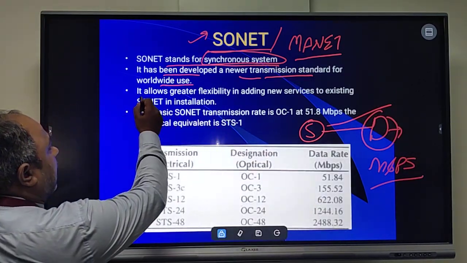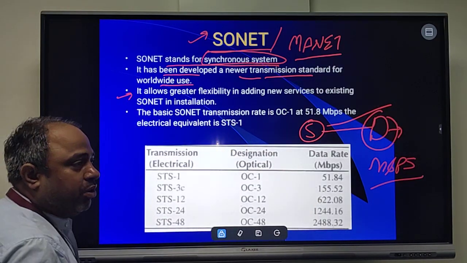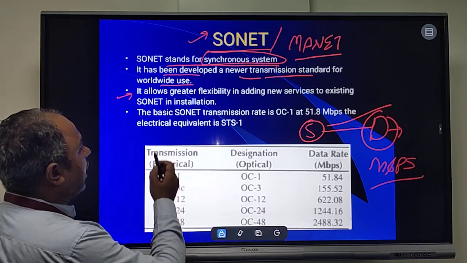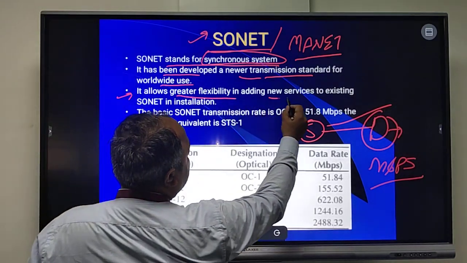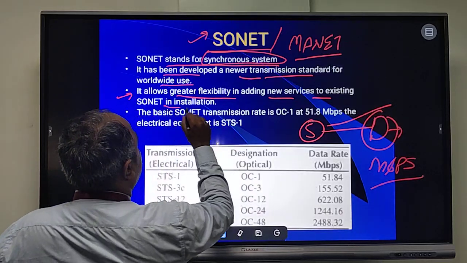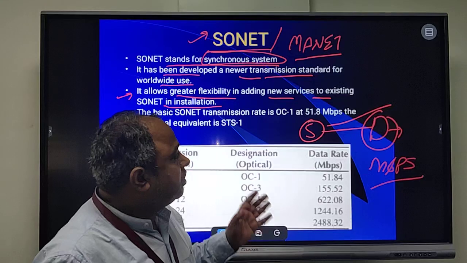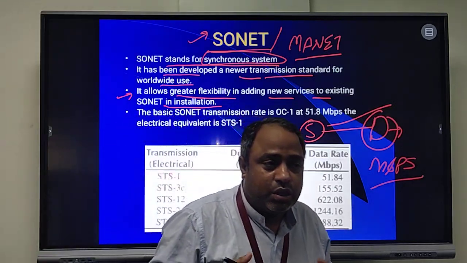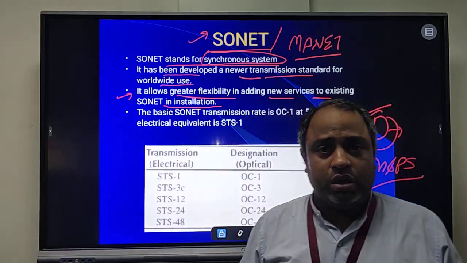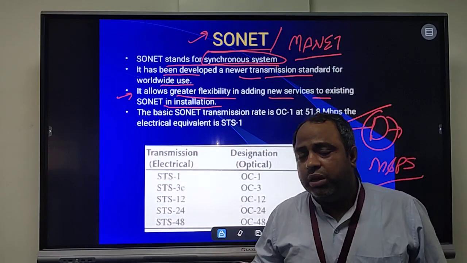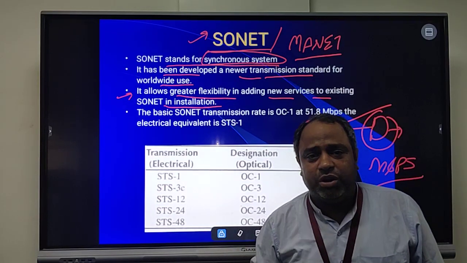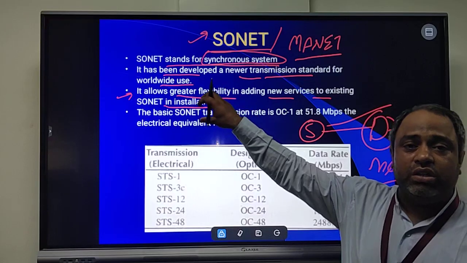Now we are talking about one of the most important parts of SONET. It allows greater flexibility in adding new services to an existing SONET installation. When I install a network, or add services to an existing network, WDM, DWDM, CWDM, and any other kind of wavelength division multiplexing, you can introduce in that part.